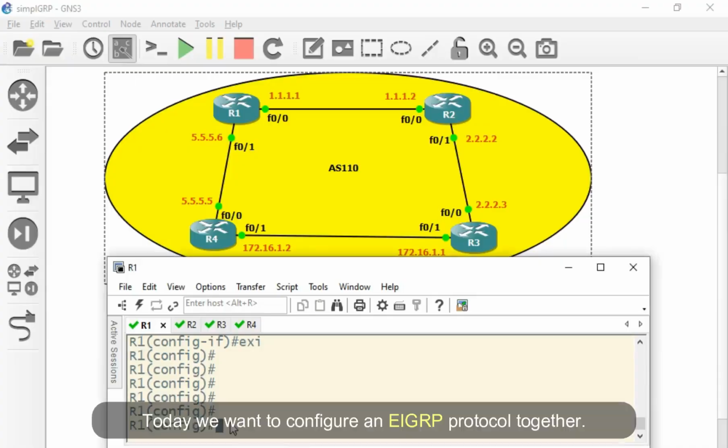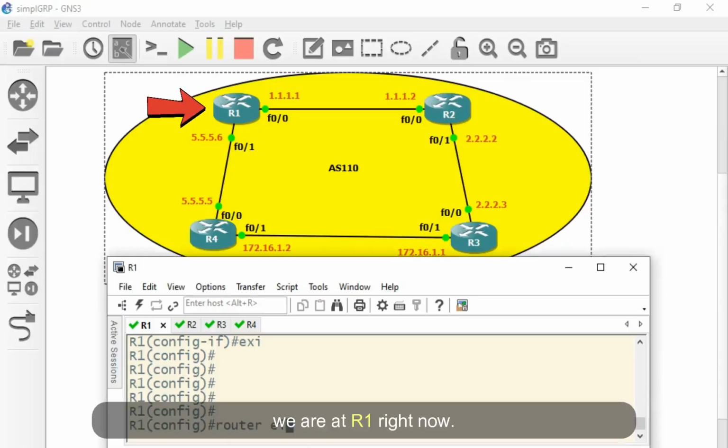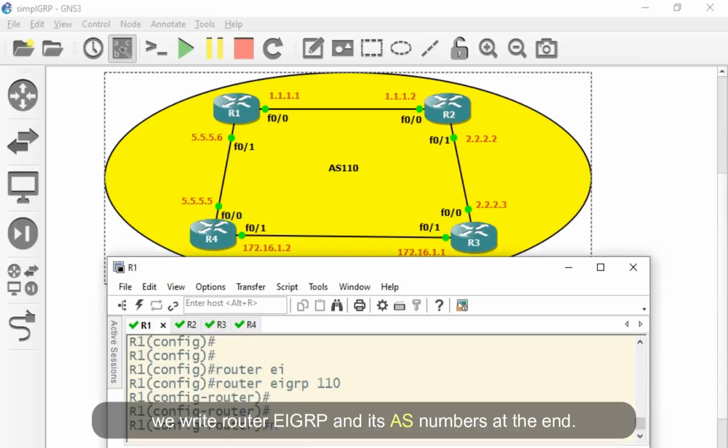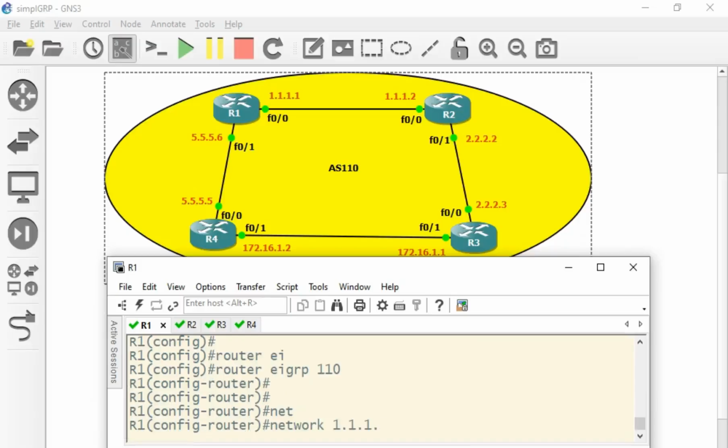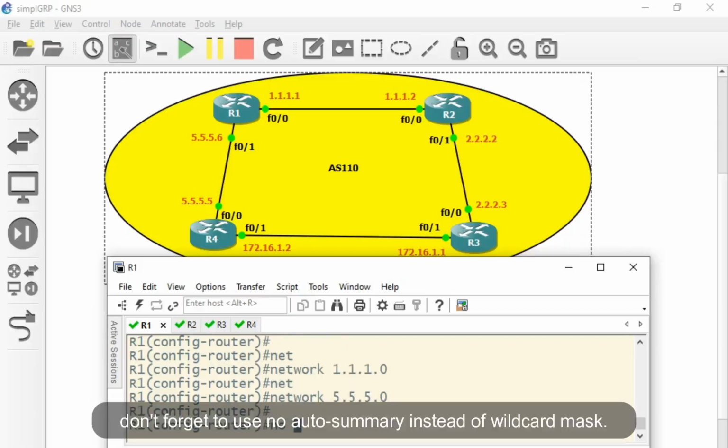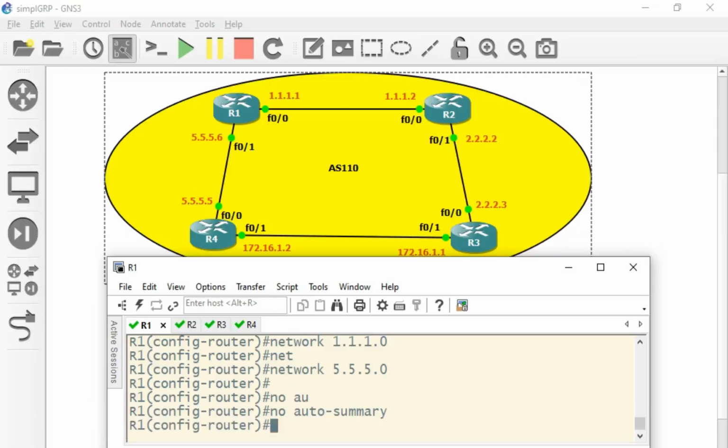Today, we want to configure an EIGRP protocol together. We are at R1 right now. Here's the EIGRP configuration. We write router EIGRP and its AS number at the end. Then we go through the nearby networks. Don't forget to use no auto-summary instead of a wildcard mask.